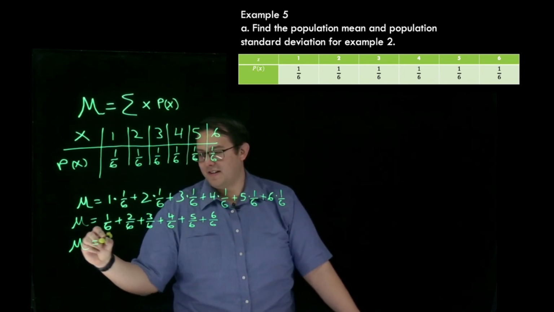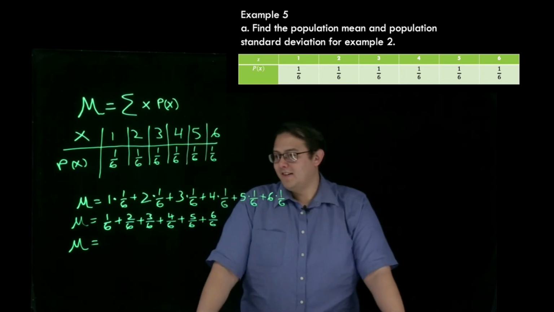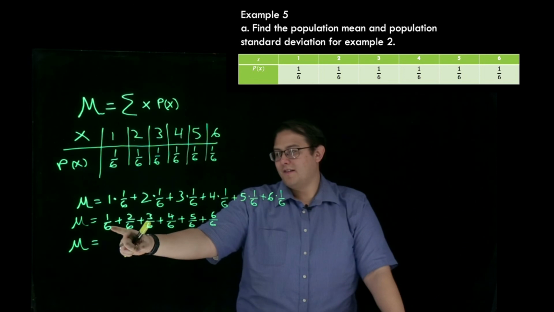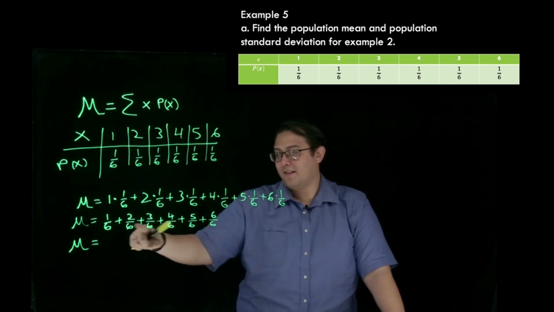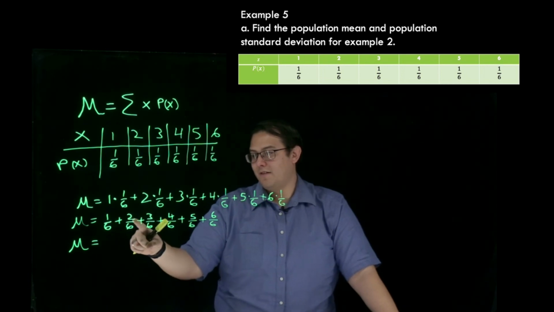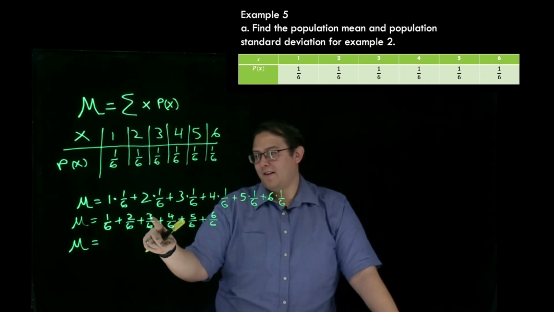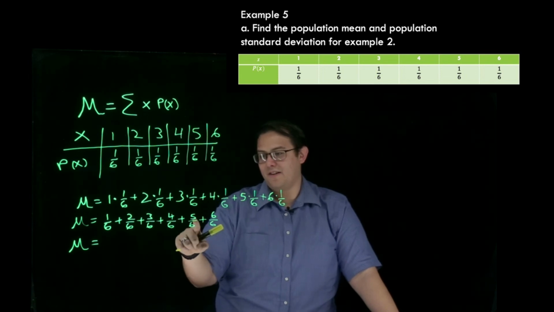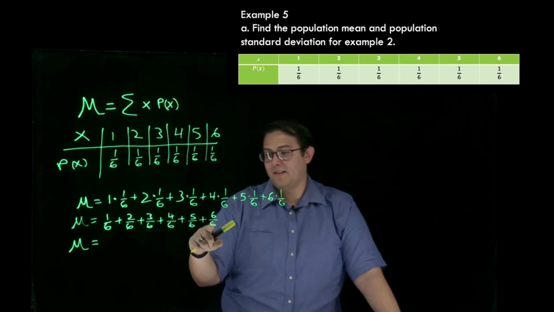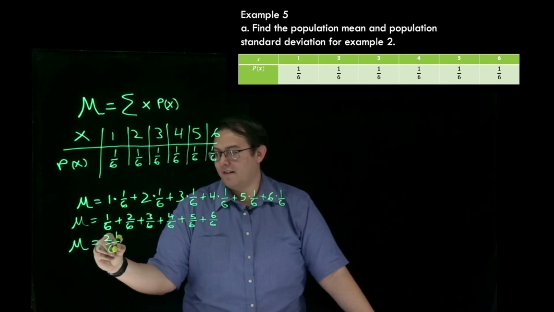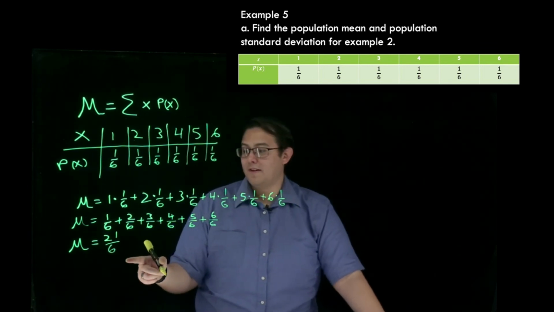So mu, let's see. I guess we'll start from the beginning. Since all the denominators are 6, you could just add the numerators. So it's going to be 1 plus 2 is 3. 3 plus 3 is 6. 6 plus 4 is 10. 10 plus 5 is 15. 15 plus 6 is 21. So you get 21 out of 6. So this is the one you would simplify.